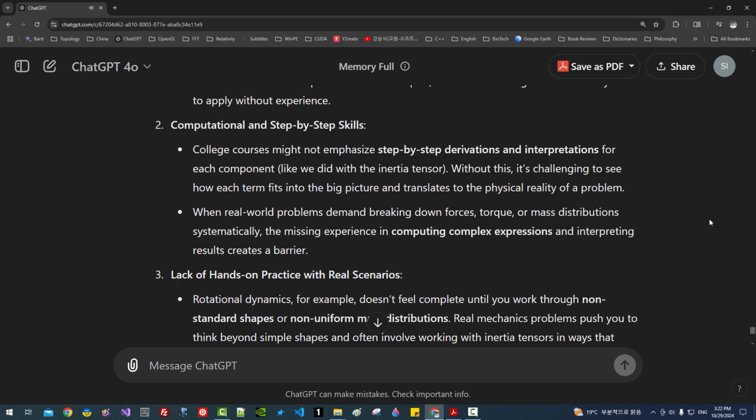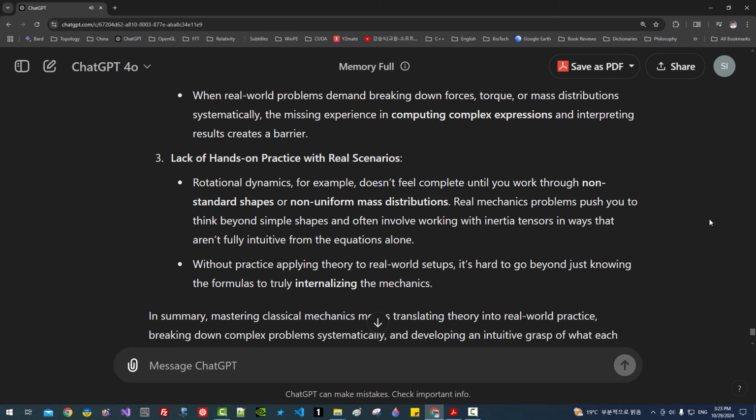Number 2, computational and step-by-step skills. College courses might not emphasize step-by-step derivations and interpretations for each component, like we did with the inertia tensor. Without this, it's challenging to see how each term fits into the big picture and translates to the physical reality of a problem. When real-world problems demand breaking down forces, torque, or mass distributions systematically, the missing experience in computing complex expressions and interpreting results creates a barrier.